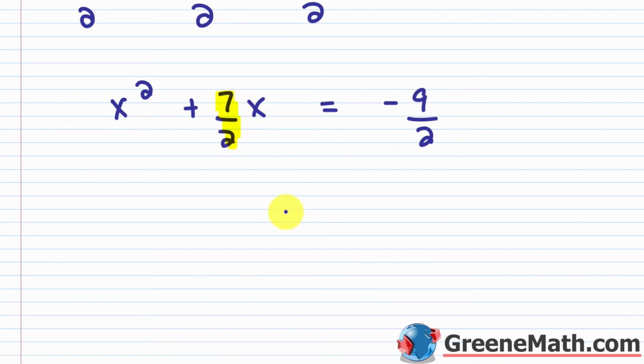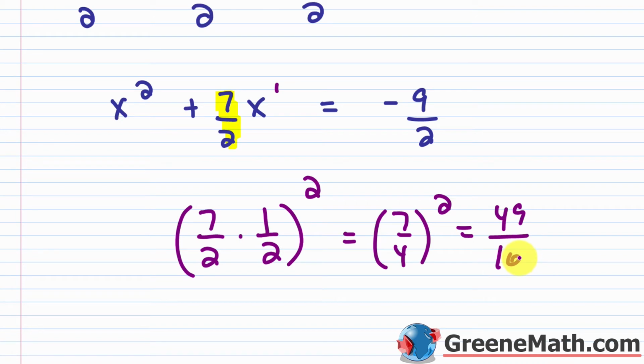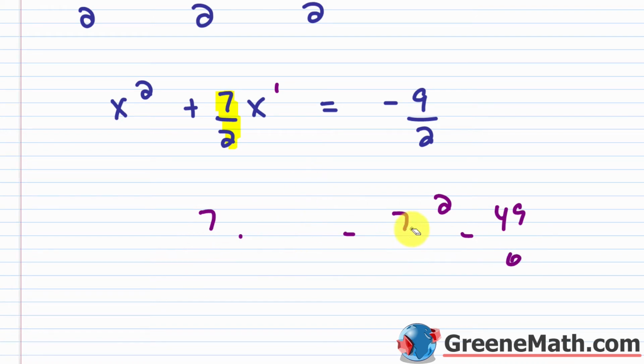So what do I want to do? I want to take 7 halves, the coefficient for x to the first power, and I want to cut it in half, meaning I'm going to multiply by half or divide by 2, whatever you want to do, and then square it. Okay, so 7 halves times a half is 7 fourths. If I squared that, I would get 49 sixteenths. Okay, so that's what I need to add to both sides of the equation.